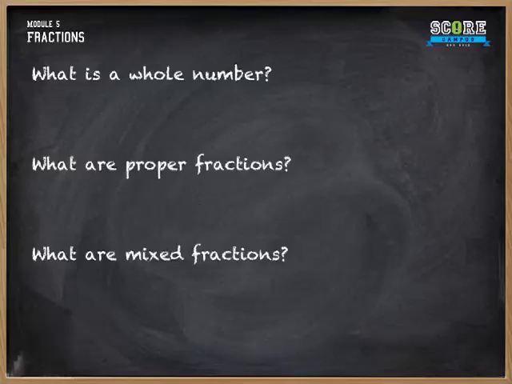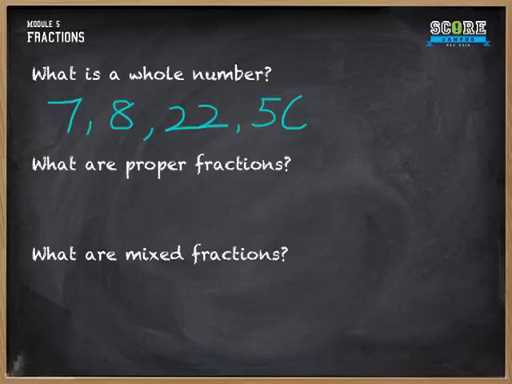Before we get into the lesson proper, it'll be nice to understand a few terms. These are the three terms that you would really be required to know to understand this topic really well. Firstly, what is a whole number? Numbers such as 7, 8, 22, 56. Numbers that do not have a decimal or a proper fraction sitting right next to it. That is a whole number. As long as it is by itself, with no fraction or decimal right next to it, it is a whole number.